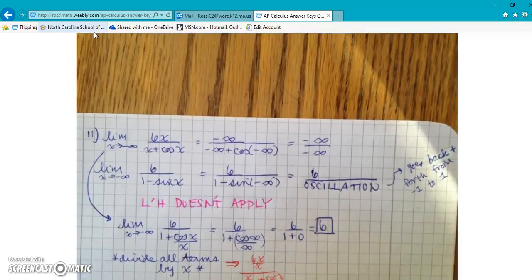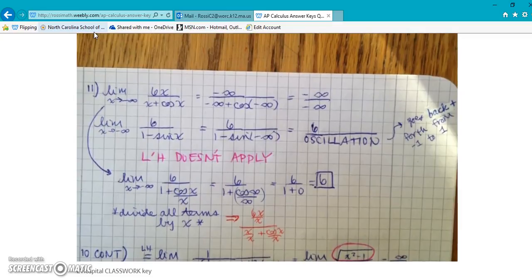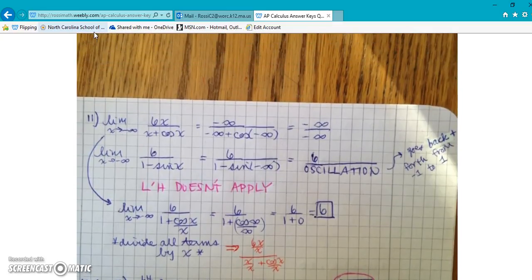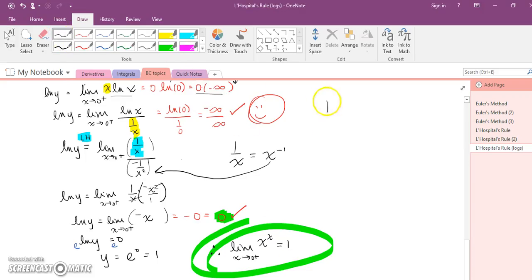And then number 11, you can't actually use L'Hopital's rule because sine of negative infinity and cosine of negative infinity, it's an oscillation. If you picture a sine or cosine wave, as you approach infinity or negative infinity, they just keep bouncing back and forth between -1 and 1. So you can't really say that it equals anything.